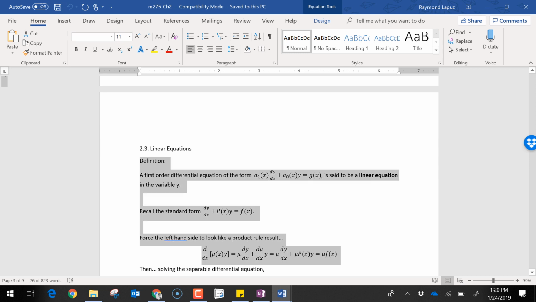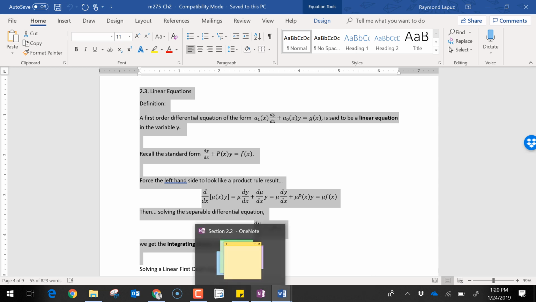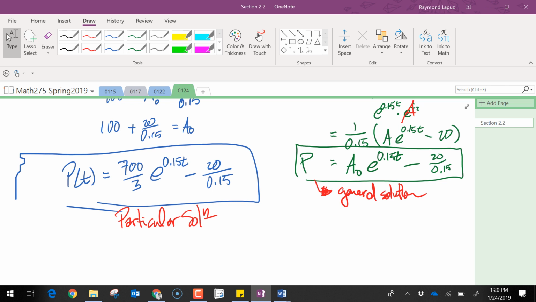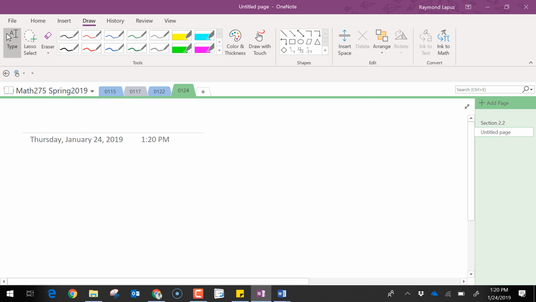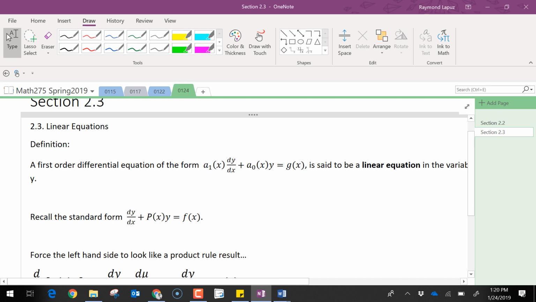So this requires a little bit more legwork to try to understand. But it also kind of hinges on the idea that, well, you know what a linear equation should look like, right? So if you know what a linear equation should look like, then you know what a first order linear equation should look like.